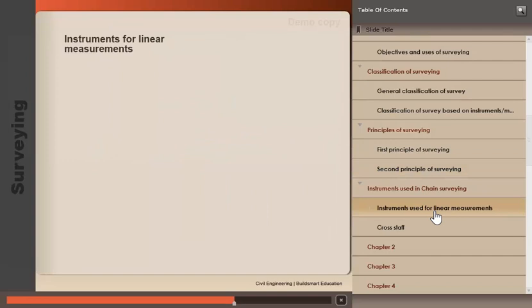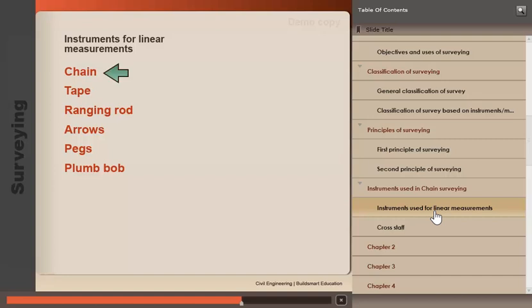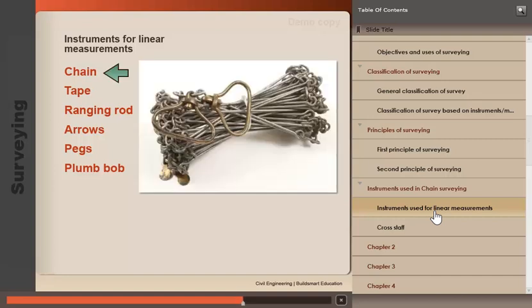The main instruments used for taking linear measurements include chain, tape, ranging rod, arrows, pegs, and plumb bob. Let us look at each of them in detail. Chain. The chains used in surveying are of 20 meter and 30 meter in length. The chain is composed of links. Each link is of 20 centimeter in length. Tallies marked as 5 meter, 10 meter, and so on, are used to identify distances in the chain. The ends of the chain are provided with brass handles.